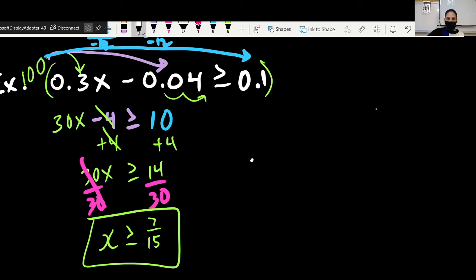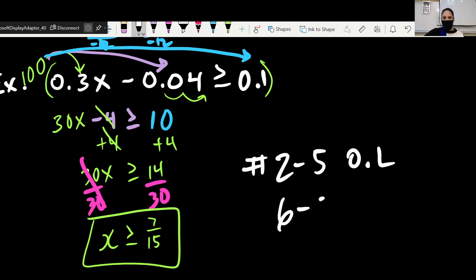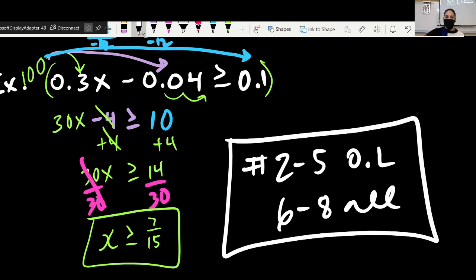So we're going to do numbers 2 to 5. I'd like for you to do all the odd letters, or the left side. I think it's set up in rows like that. And then numbers 6 to 8, you can do all of them because they're word problems.